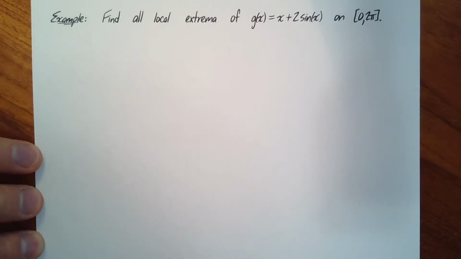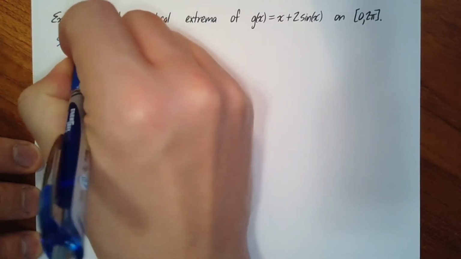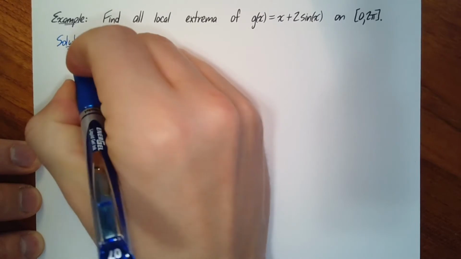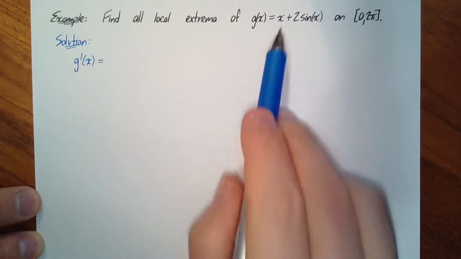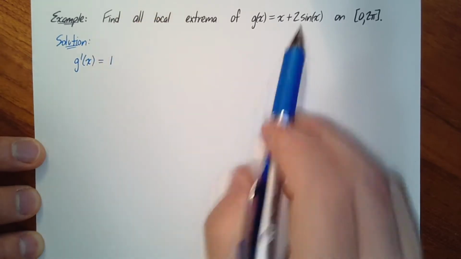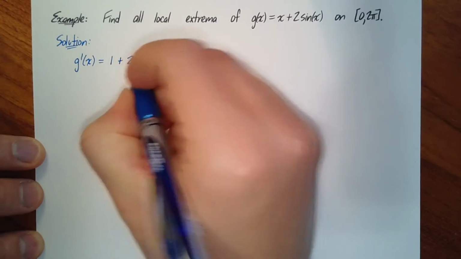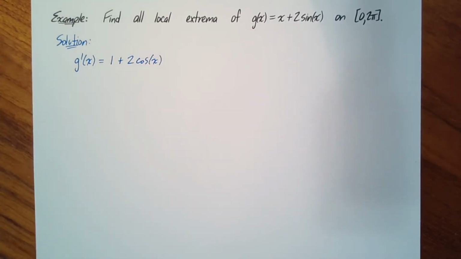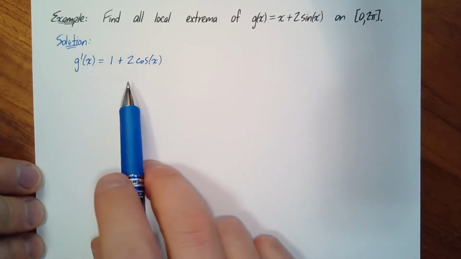So for now we'll start this out in exactly the same way as we have for the previous examples. We're going to start by finding our critical numbers, and to do that we're going to need the derivative. So if you find the derivative of g of x, do it term by term. Derivative of x is just 1. Derivative of sine of x is cosine of x, so you're going to get 1 plus 2 times cosine of x. Okay, so that is your g of x function, or pardon me, g prime of x.